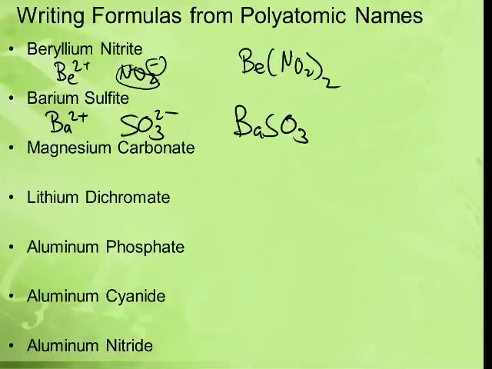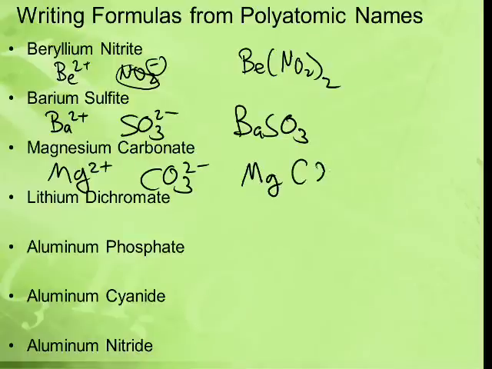How about magnesium carbonate? Magnesium is Mg, also 2 plus. Carbonate is CO3 2 minus. Well, that's just going to also be a 1-to-1 relationship. Magnesium carbonate. Again, this is just a group. It's just one, a group that acts as one.